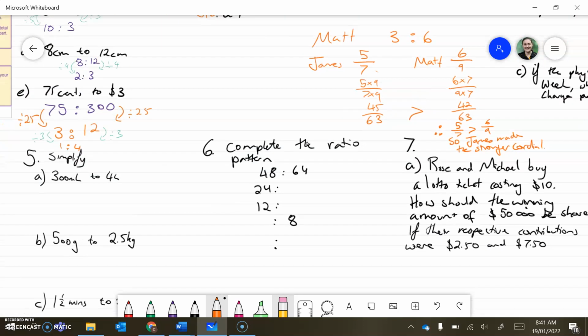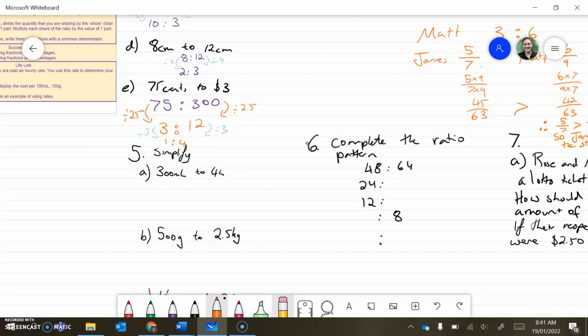Okay, example number 5, we want to simplify the ratios. So I'm going to convert it so that they're in the same measurements. So we've got 300 mil, and then 4 litres to mil is 4,000 mil. Now, first thing I can do is I can see that both of these are going to be divisible by 100. So I can divide both by 100, which will cancel out those zeros. So I then have 3 is to 40, which is as low as it can go.